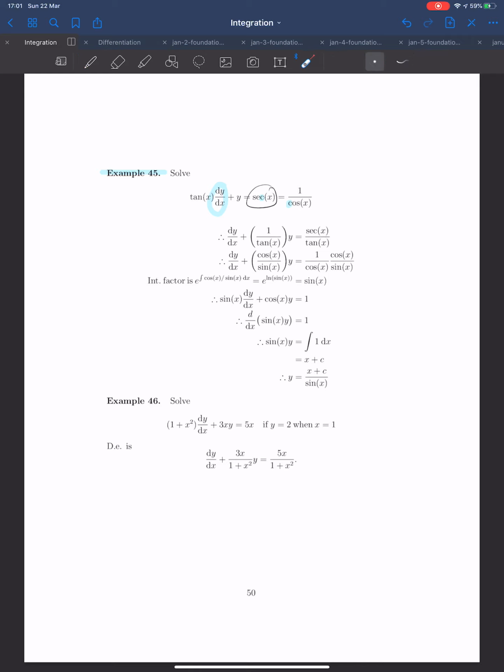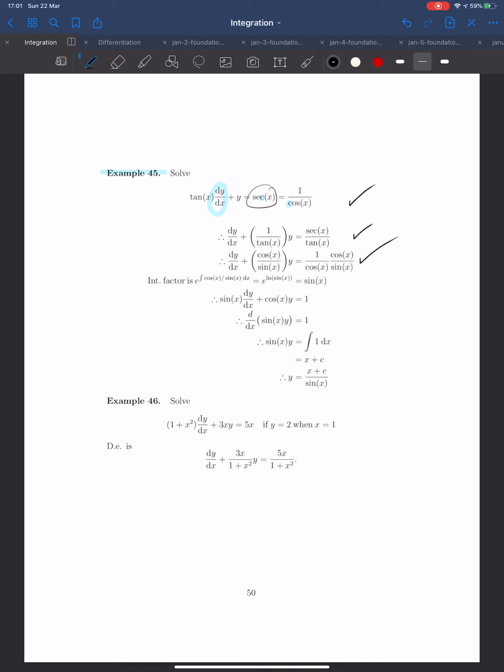So dy by dx, next line now. So I've done that line. I'm happy with that line. So the next line, dy by dx, 1 over tan x is the reciprocal of tan x, so it's cos x over sin x times y. Sec x on the top there, sec x is 1 over cos x. And dividing by tan x, that's multiplying by cos x over sin x.